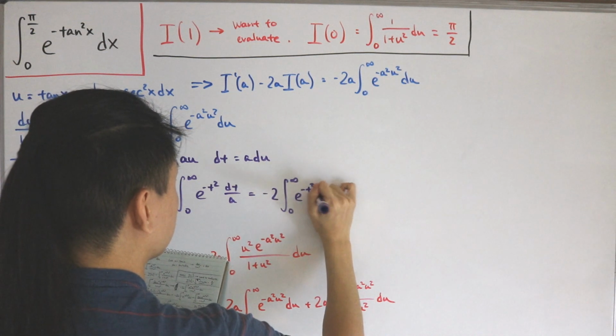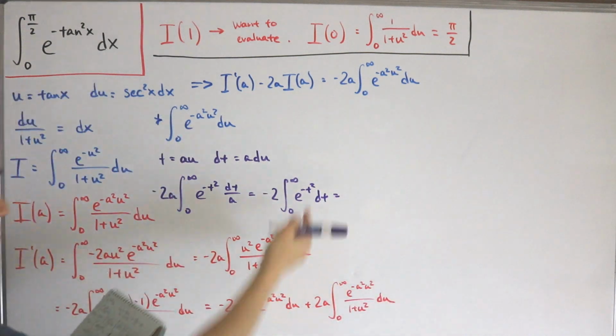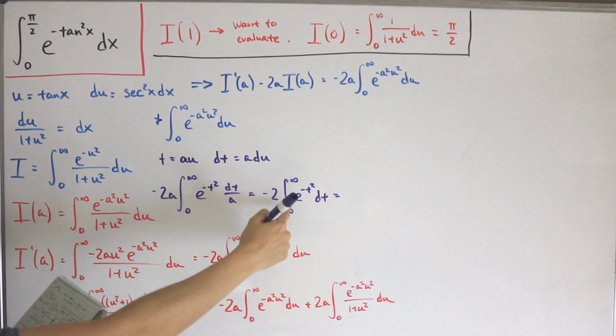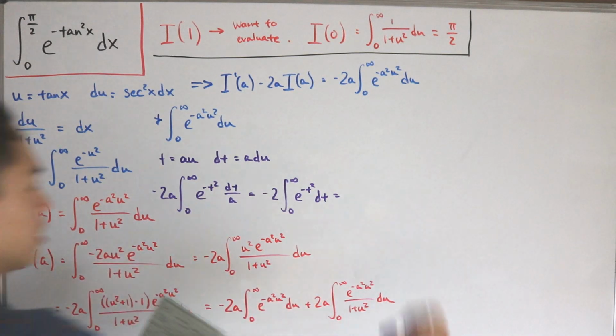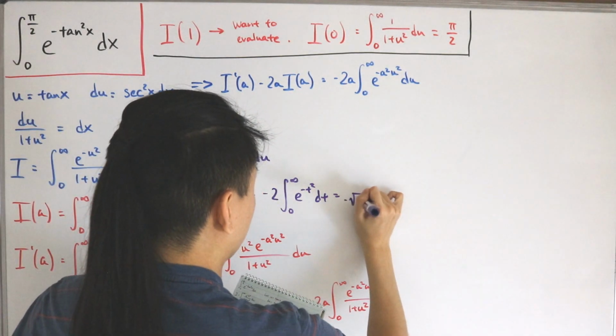So then I have negative 2 multiplied with the integral from 0 to infinity of e to the negative t squared dt. Guess what? That's actually in the form of the Gaussian integral. And so we know that that's the well-known value of square root of pi divided by 2. Then the 2's will cancel. And so we're just left with negative square root of pi.